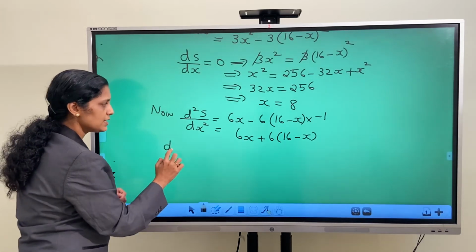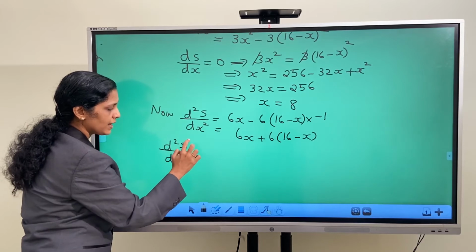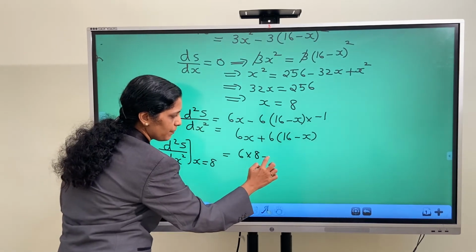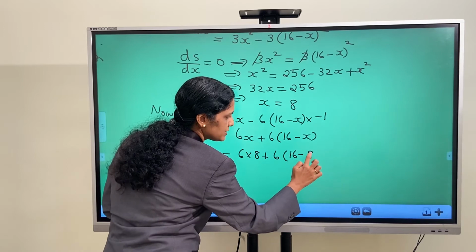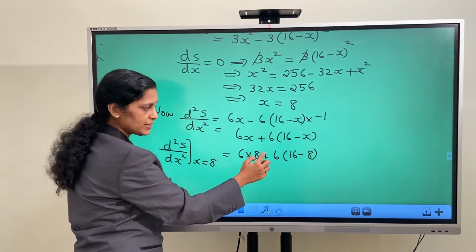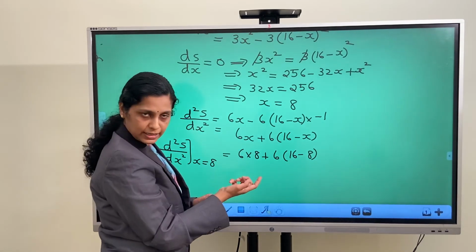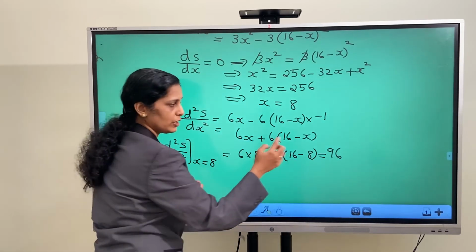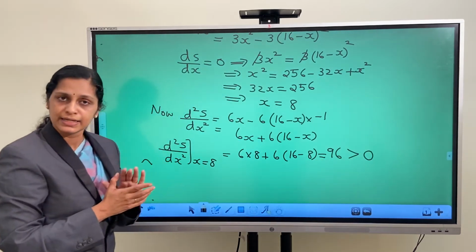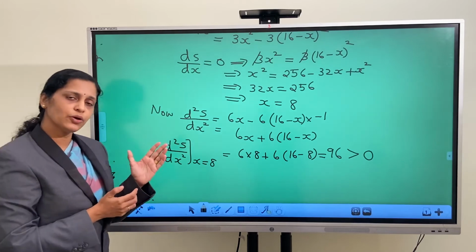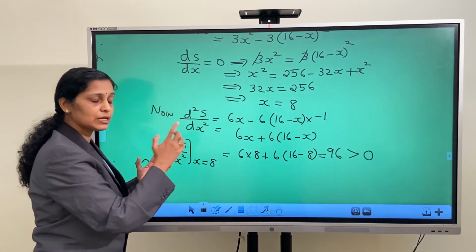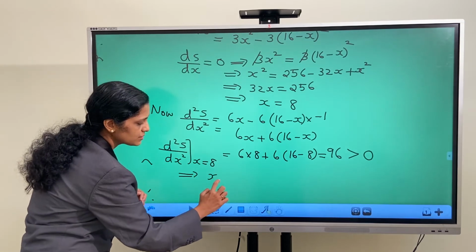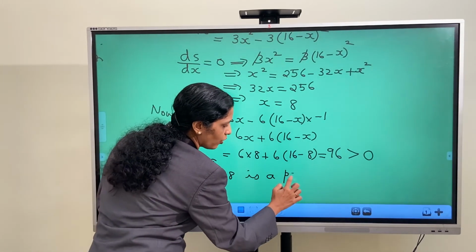Now what we have to do is substitute the value x equal to 8 in this second order derivative. Then you get 6 into 8 plus 6 into (16 minus 8). 6 into 8 is a positive quantity, plus 6 into (16 minus 8), which is again 8. It is 48 plus 48, 96. No, actually there is no need to find the actual value. We want to know whether it is positive or negative. Here it is positive. When the second derivative at the critical point is positive, we get a point of minima. This implies x equal to 8 is a point of minima.